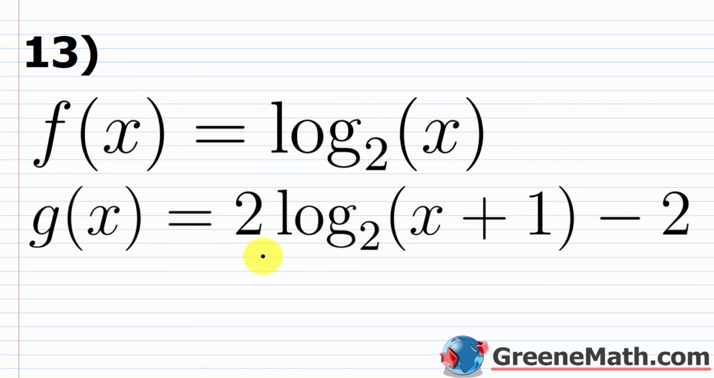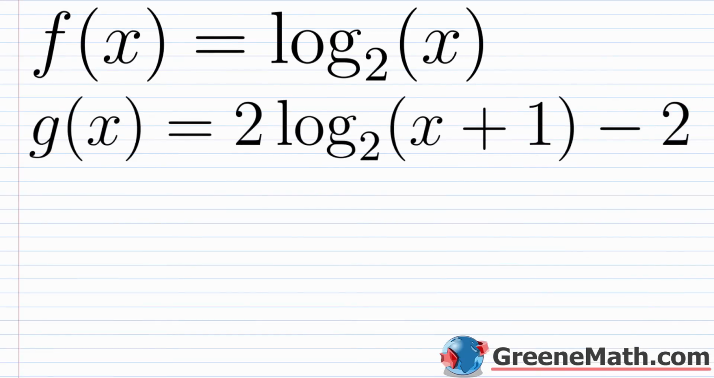Okay, let's take a look at problem 13. So here we have f of x is equal to log base 2 of x, and then g of x is equal to 2 log base 2 of x plus 1, and then minus 2. Okay, so when we think about what's going on from f of x to g of x in terms of the transformation, again, I like to write things in terms of f of x. So you have, let's just start with g of x is equal to, let's go with the inside part first. So log base 2 of x is what we have here. Here we have log base 2 of x plus 1. So that would be f of x plus 1.